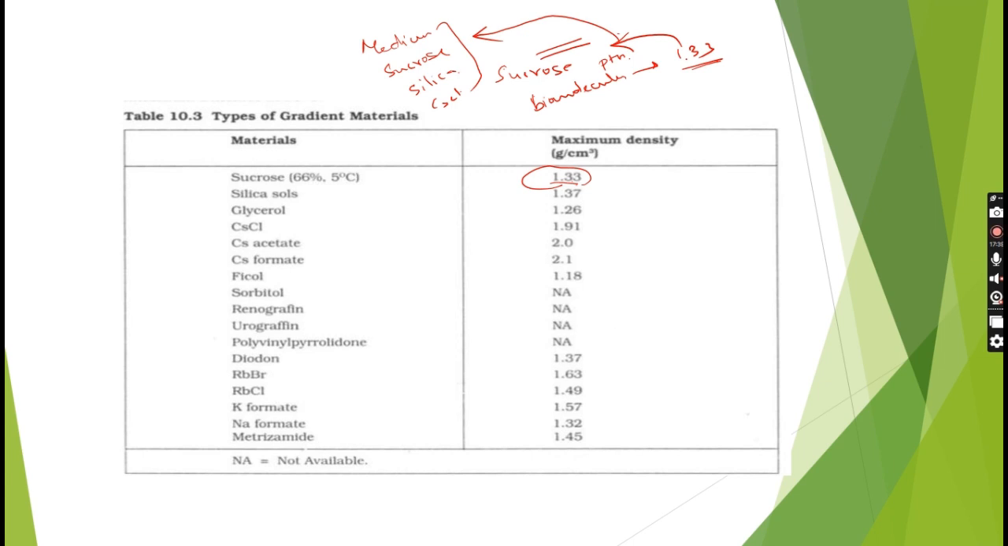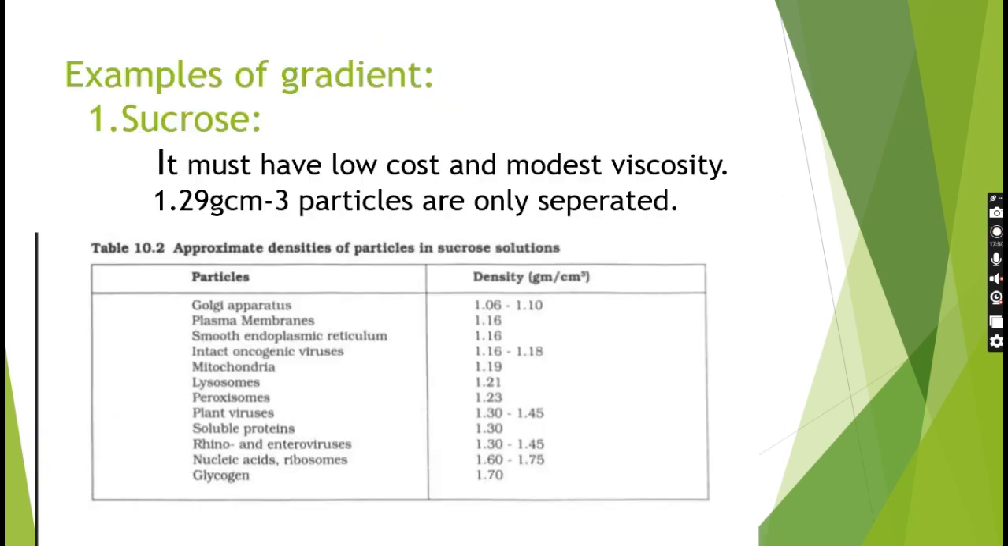By identifying the biomolecule density, we can easily identify the biomolecule. So these are the standard gradients and their densities. Some of the commonly used gradients are going to be discussed further.